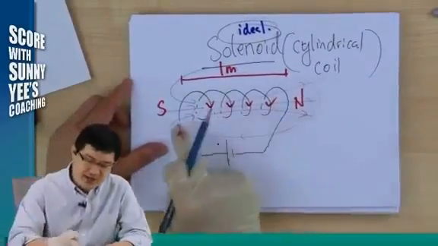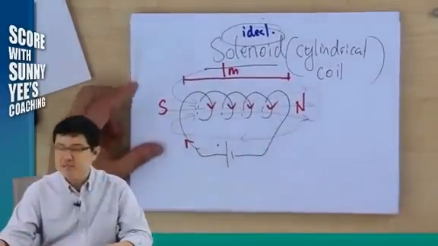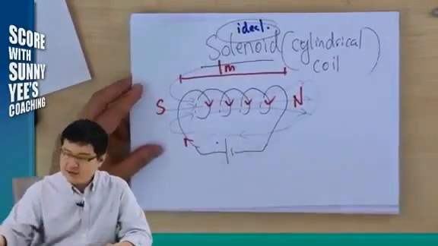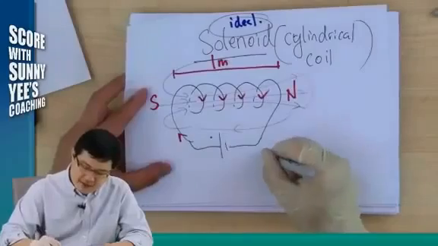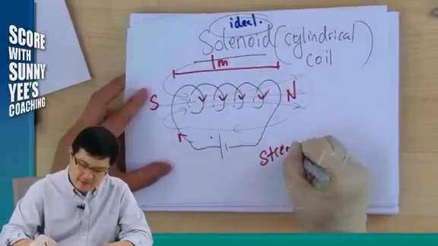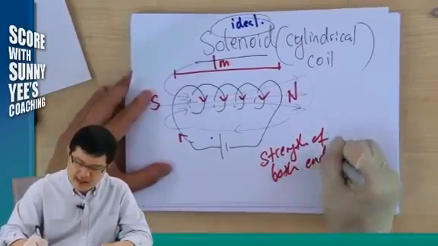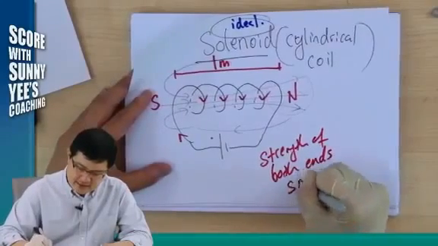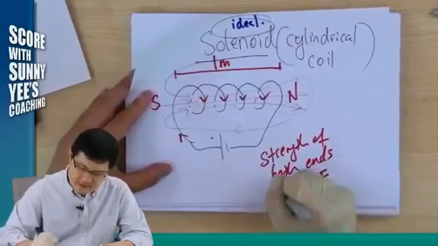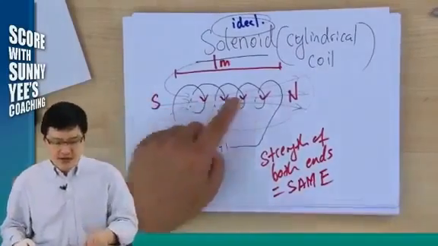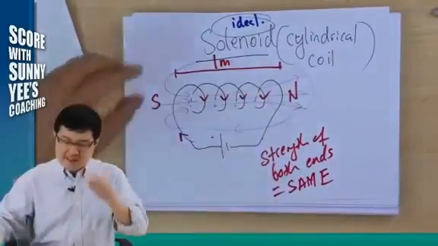So the strength of both ends must be the same. Very important, the strength of the magnetic field on both ends is the same.